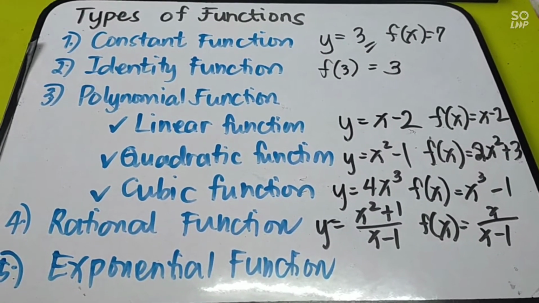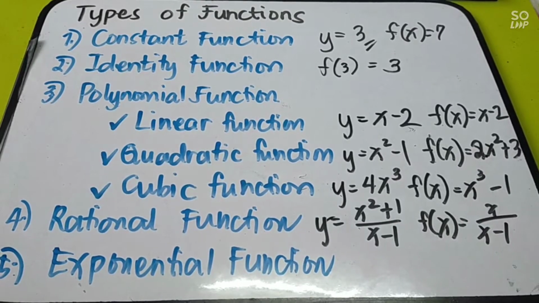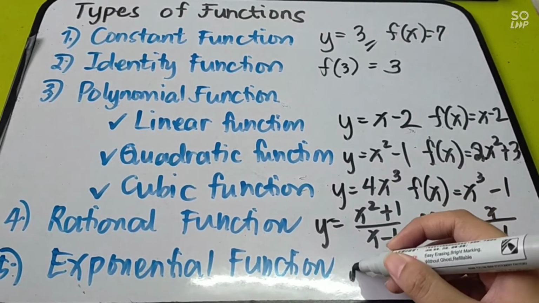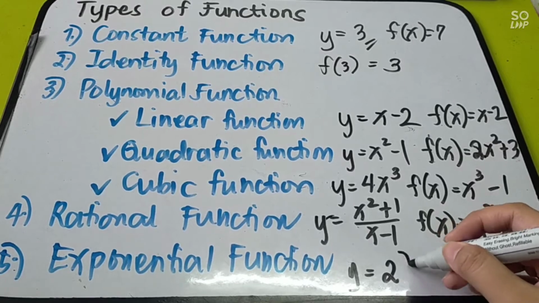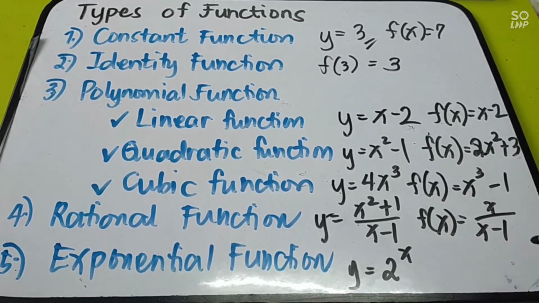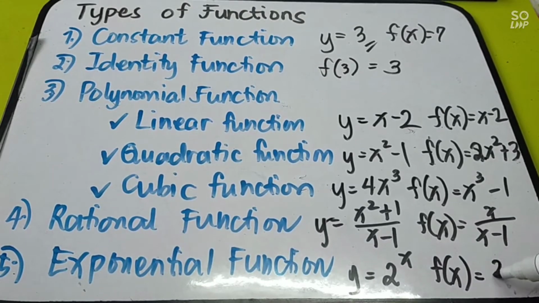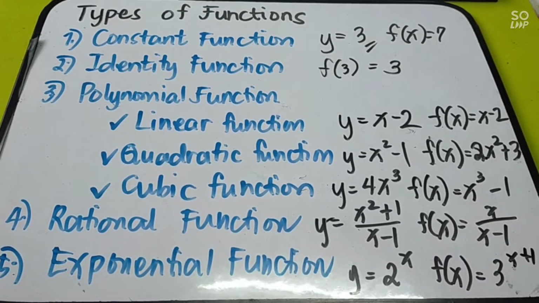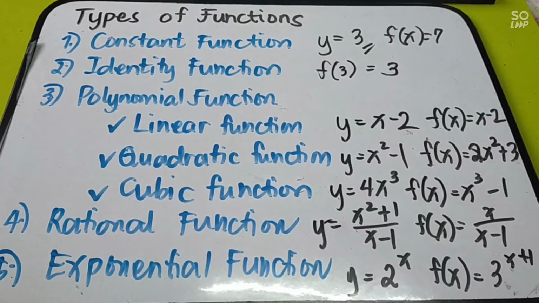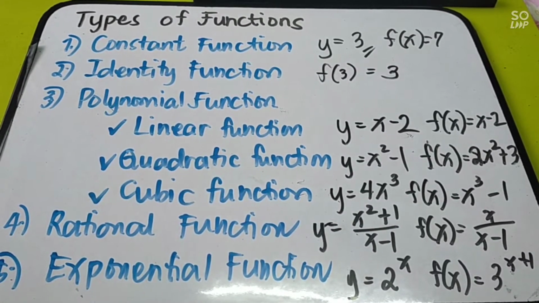Number 5, we have here exponential function. Sa exponential function naman, yung kanyang exponent is a variable. For example, y is equals to 2 raised to x. That is an example of exponential function. Pwede naman, f of x is equal to 3 raised to x plus 1. Alright? So, yan yung iba't ibang klase ng types of functions.